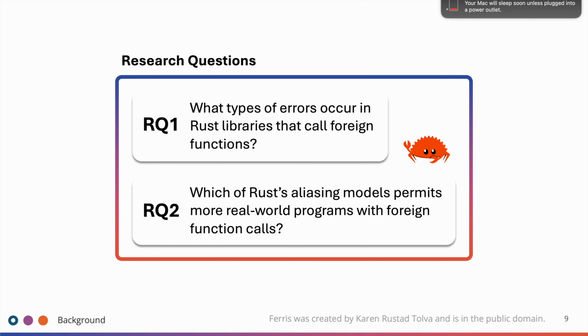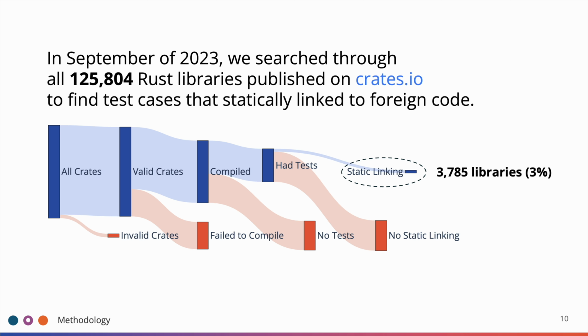Without a way to find aliasing violations in these programs, it's unclear which of Rust's two aliasing models, stacked borrows or tree borrows, permits more real-world programs that call foreign functions. To answer these research questions, we conducted a large-scale survey of the Rust ecosystem.